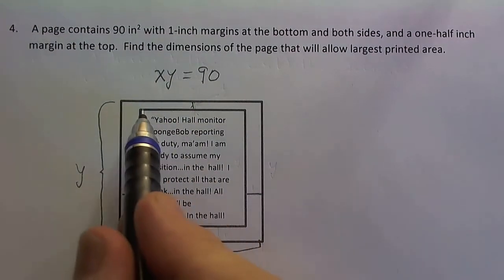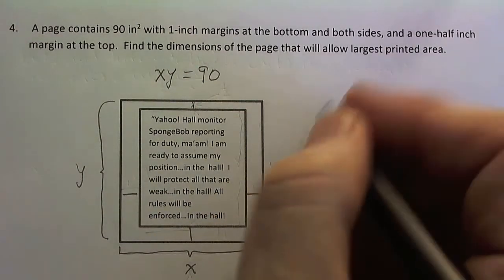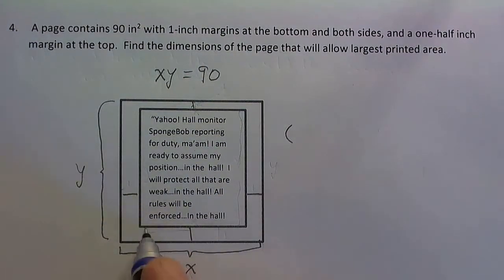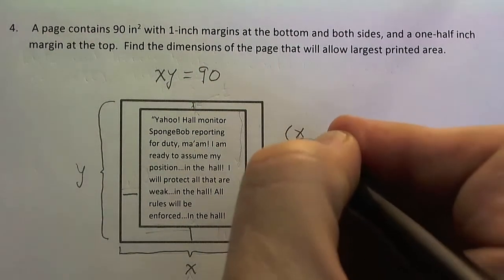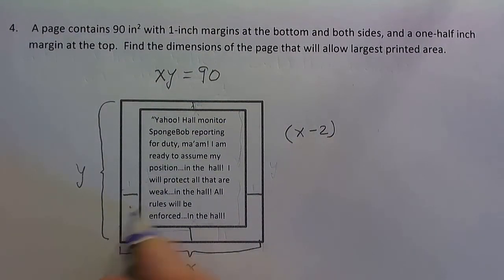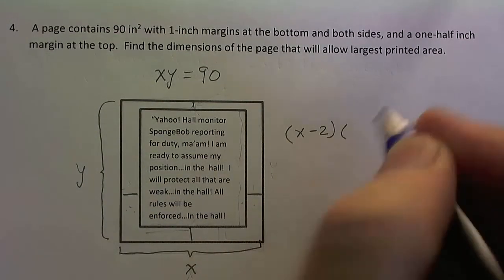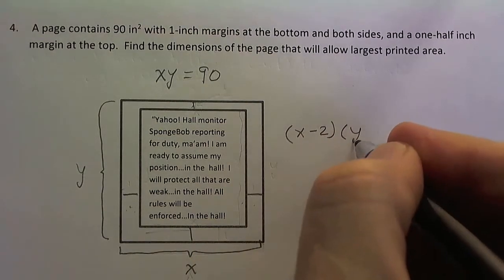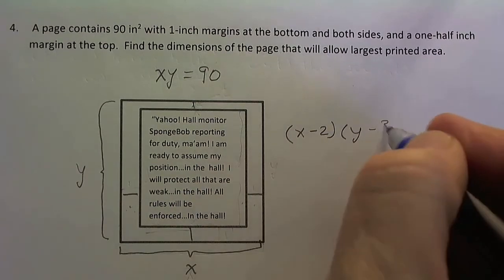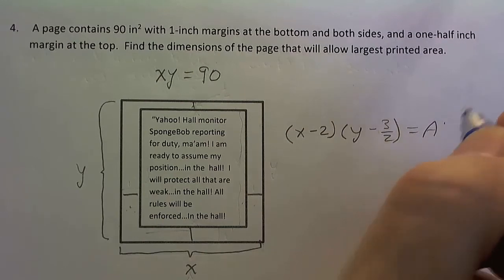So if I wanted to come up with a formula for the area of this printed area, it would be like this. I've got this width right here. This is going to be X minus 2, because I take 1 inch off of each side, times the Y. The Y is not going to be minus 2. It's going to be 1 here and a 1/2 up here. So it's 3/2. And that's my formula for area right there.